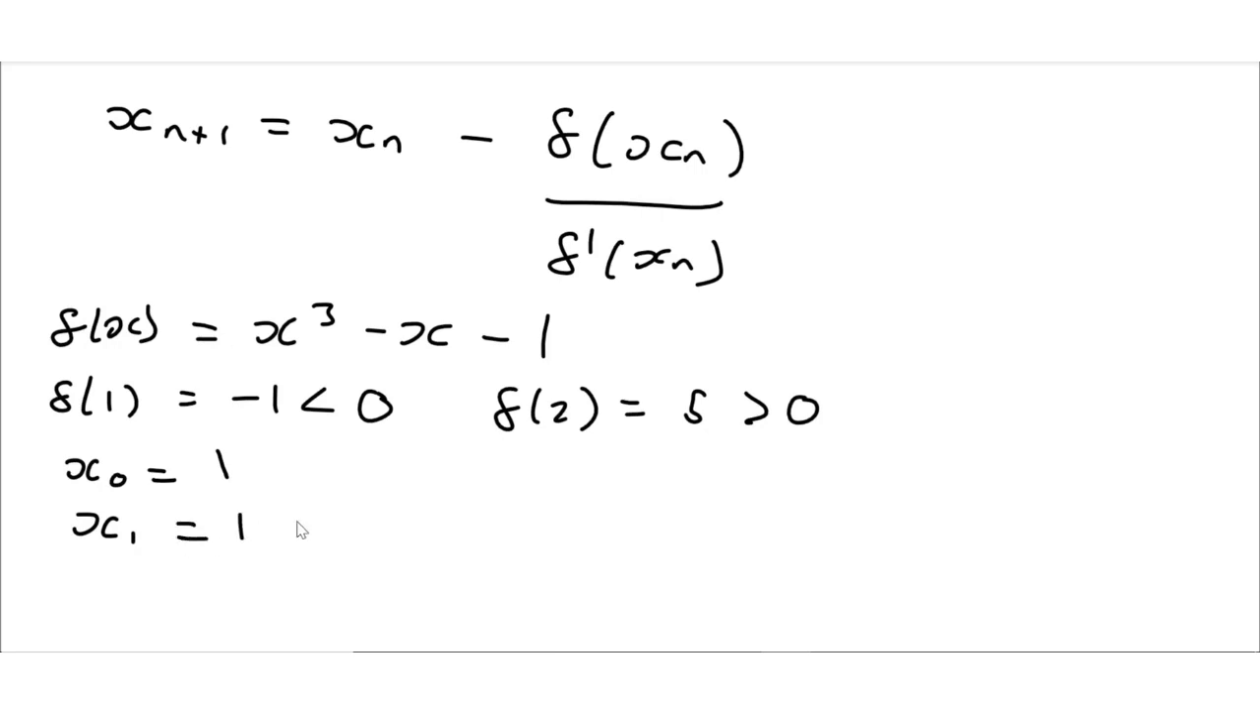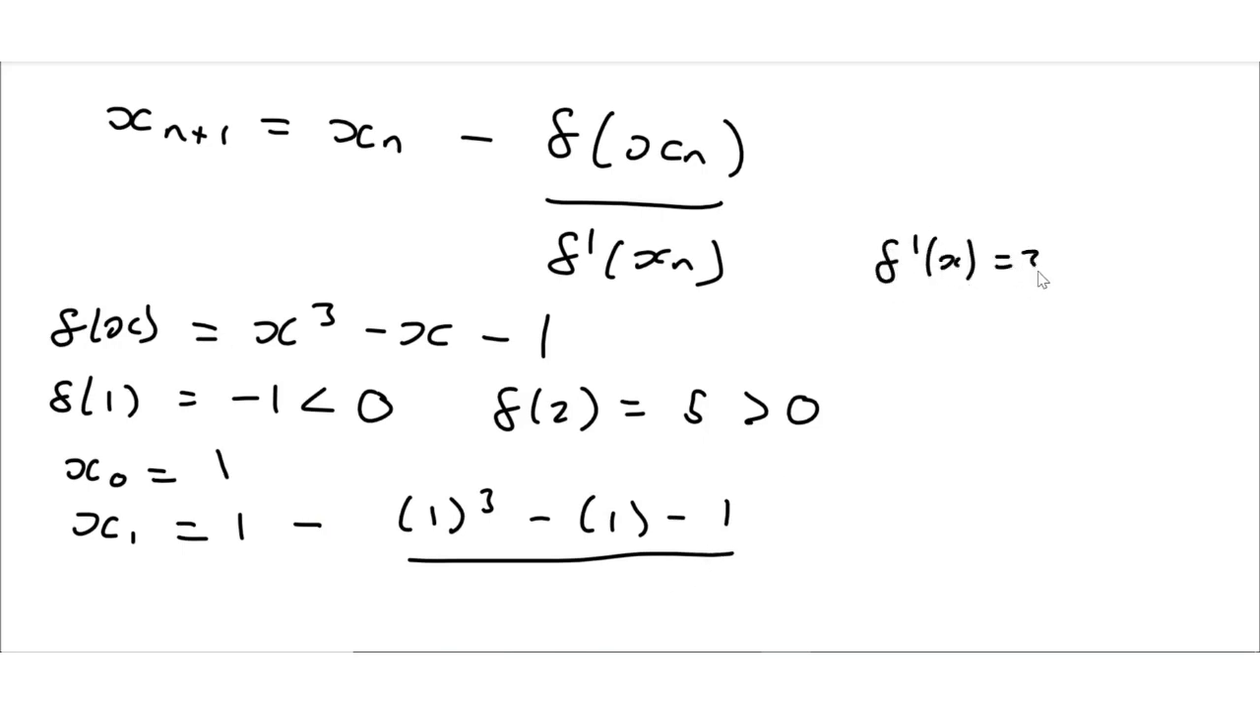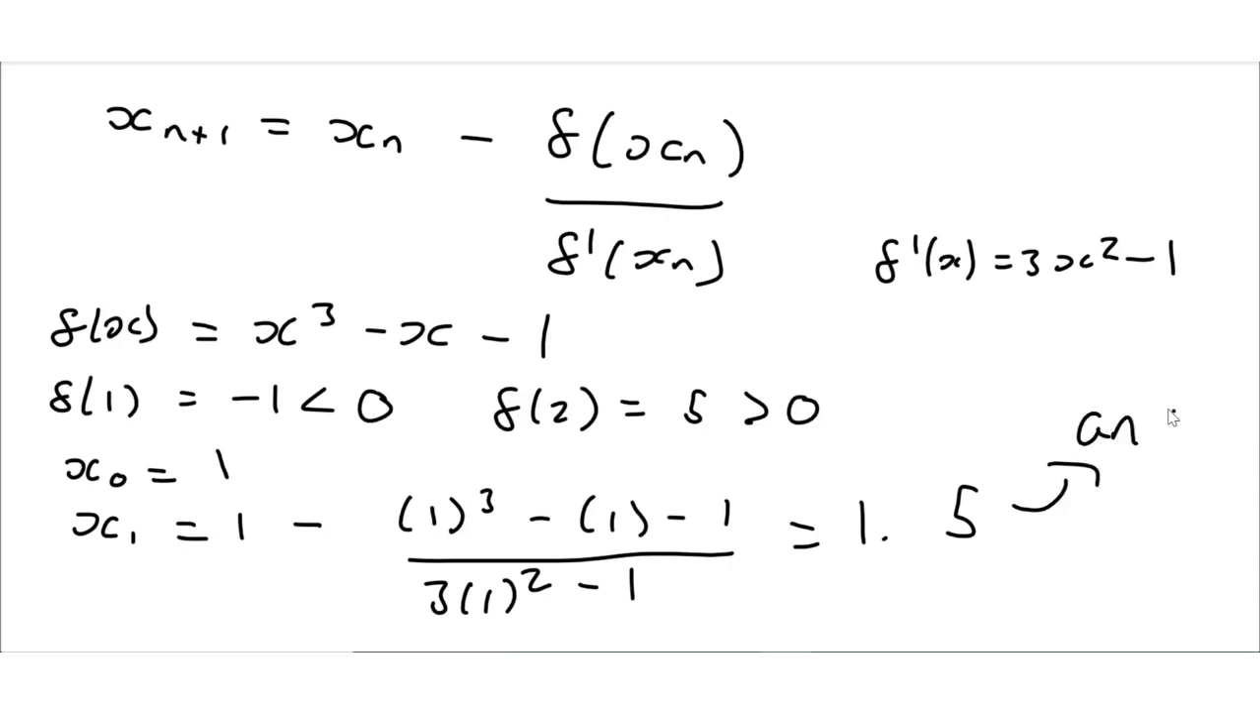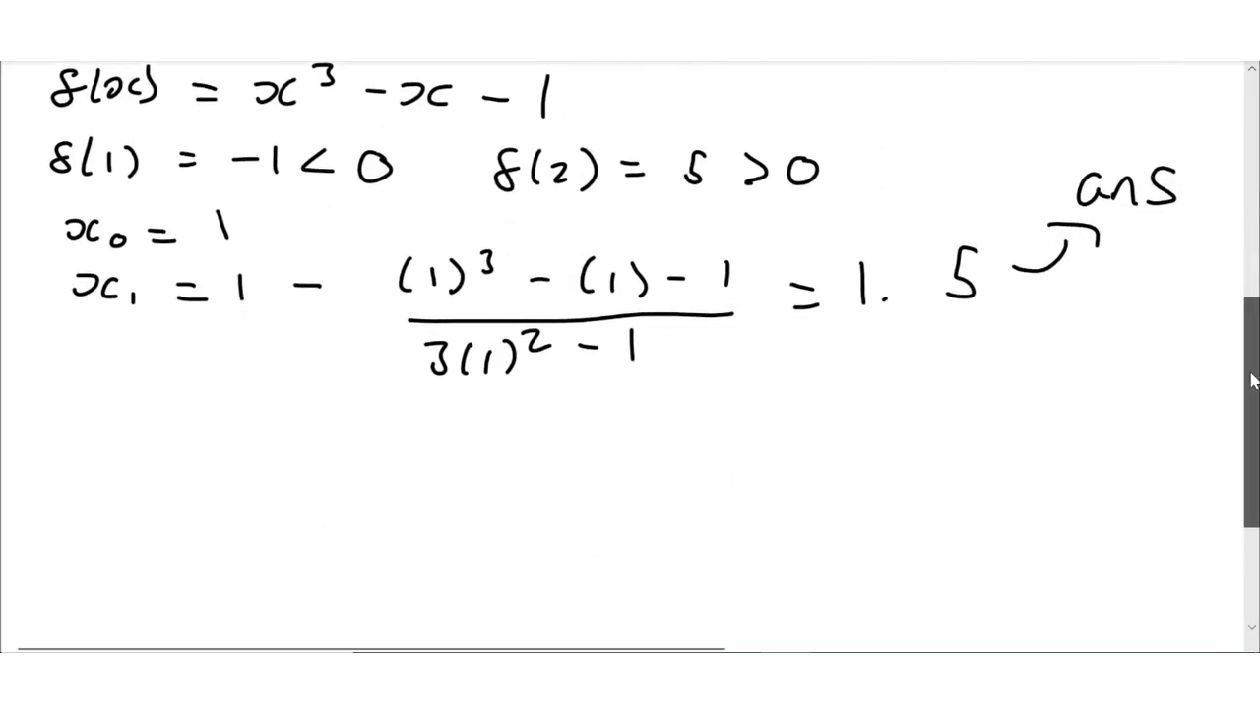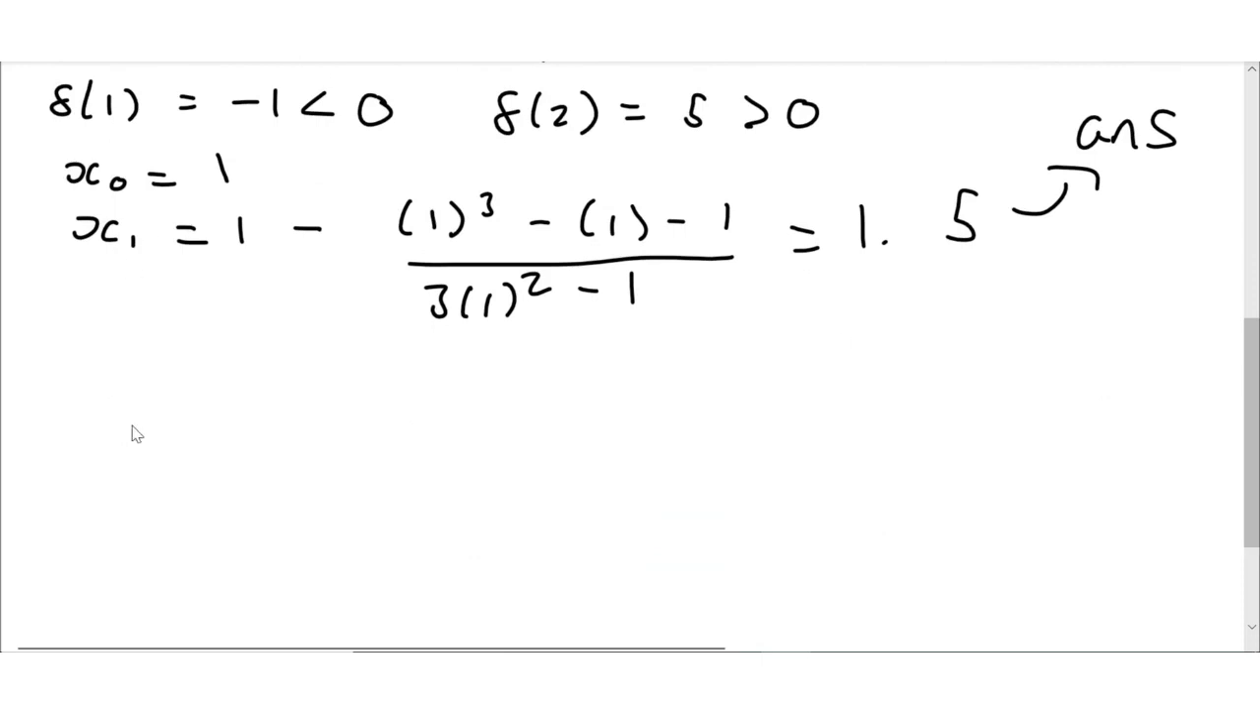and then we're just going to find x1, and that's equal to 1 minus (1 cubed minus 1 minus 1) over, and differentiating this we get 3x squared minus 1. So we get 3 times 1 squared minus 1, that's equal to 1.5. And then in your calculator this will already be saved into Ans as soon as you do this. So after that's happened, okay, so you've typed that in on your calculator and it's come out as 1.5.